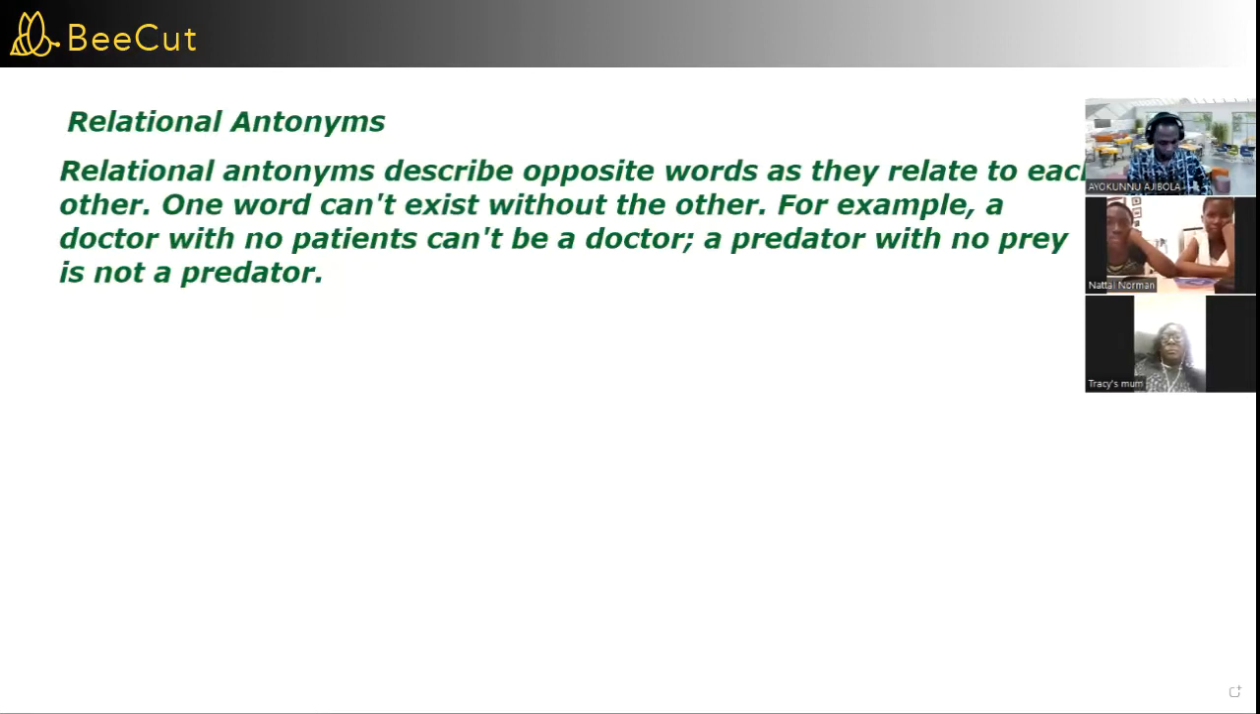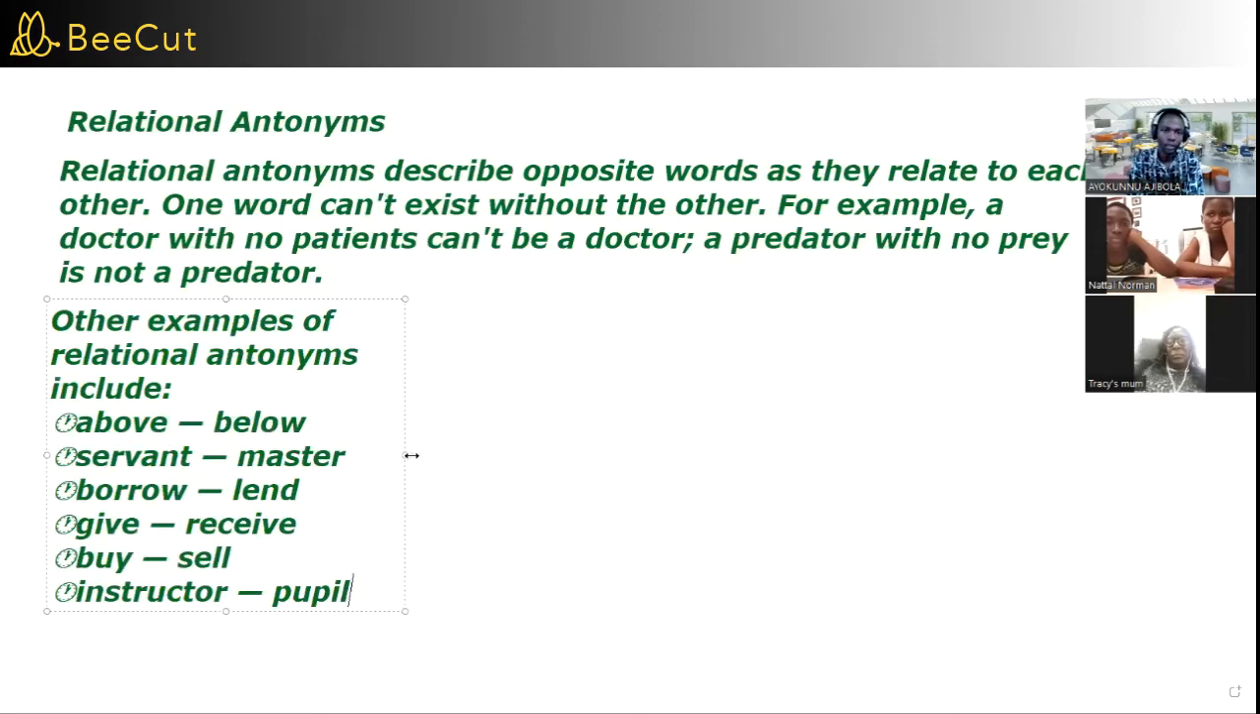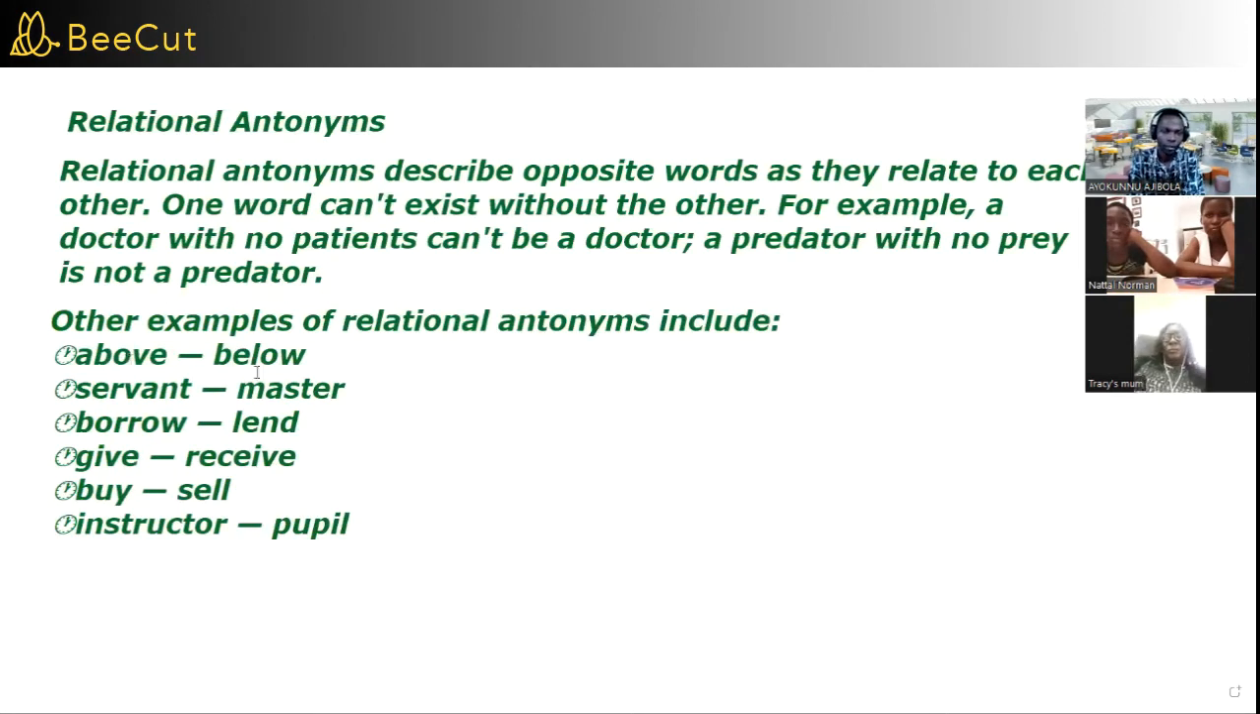Yes, sir. So we're going to look at other examples of antonyms that are relational now, where one can't exist without the other. So these are the examples we have here: above, below, servant, master, borrow, lend, give, receive, buy, sell, instructor, pupil. So can I hear above, below? Servant, master. Borrow, lend. Give, receive. Buy, sell. Instructor, pupil.